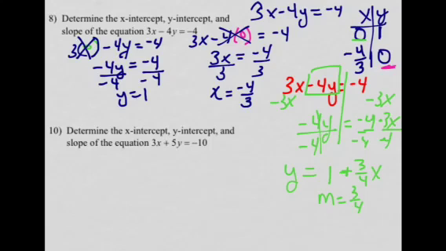And then go back to our original, just to remind ourselves, we had a y-intercept of 0, 1, and we had an x-intercept of negative 4/3, 0. And there you have it.